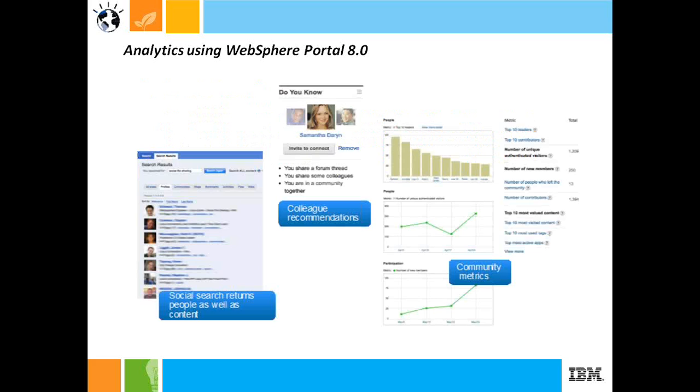So this is how analytics in a portal can help an organization to grow and to take decisions. The first grid is showing that social search returns people as well as content. If I am doing a social search, I can see what all people are using that particular content, so recommendation and ranking can be done.